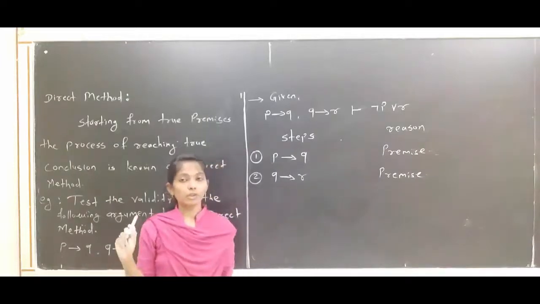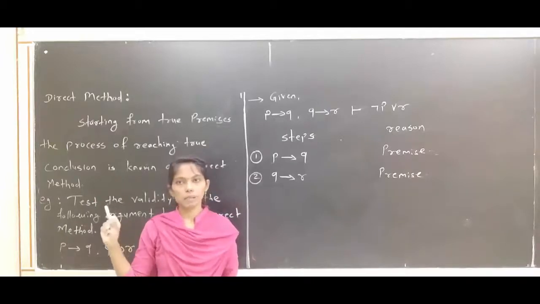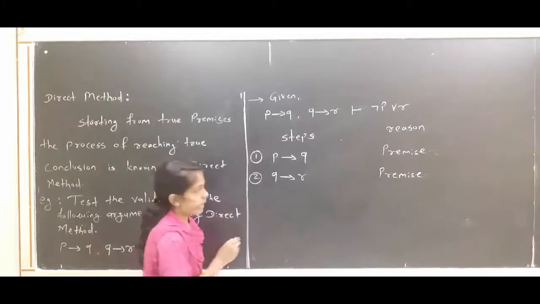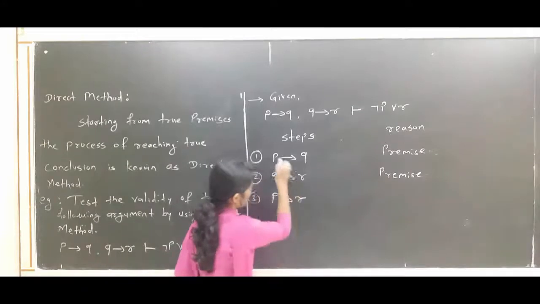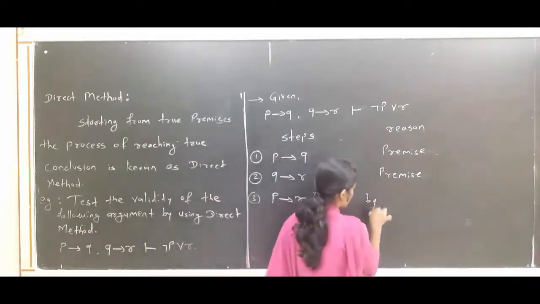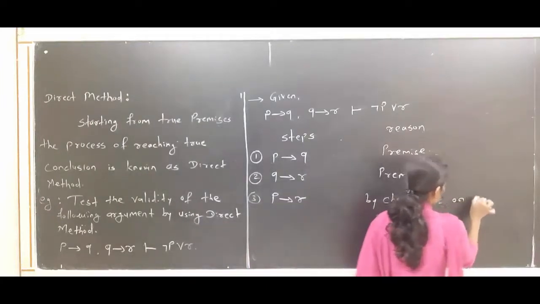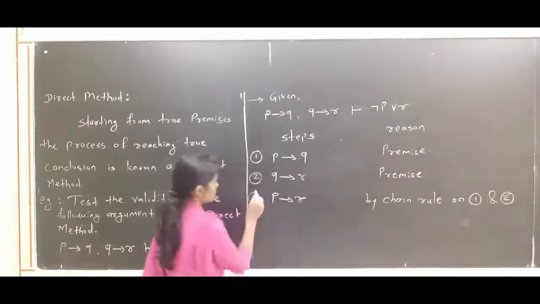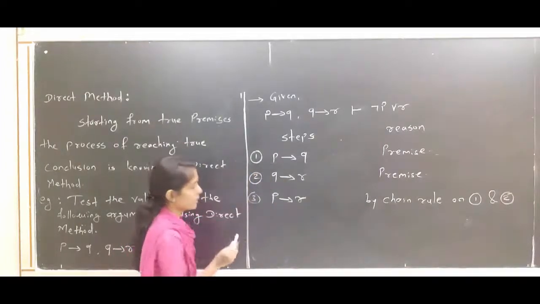Now here first P implies Q and second Q implies R. Now we know the chain rule. Chain rule is P implies Q and Q implies R, then we get the conclusion P implies R. So, third, we get P implies R. Reason: by chain rule on 1 and 2. That is, we apply the chain rule on steps first and second. So, this is the reason.